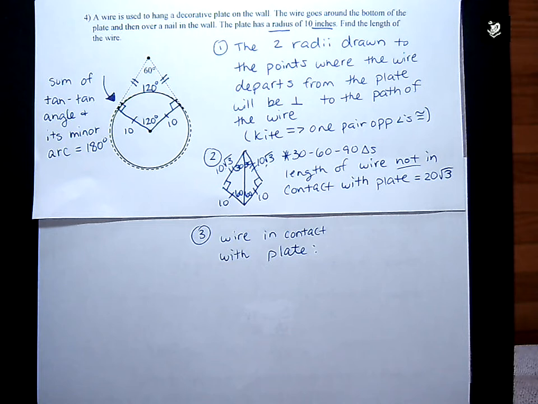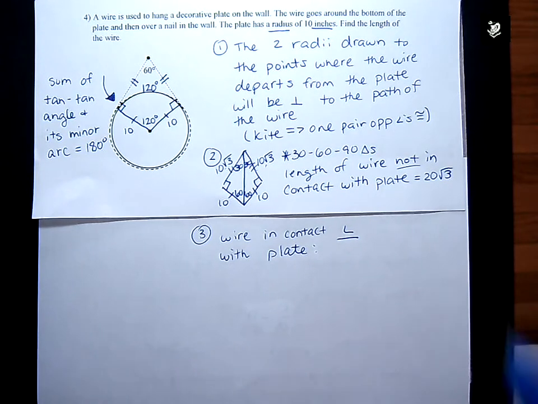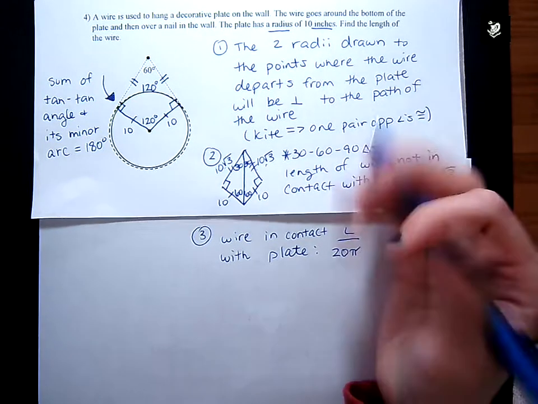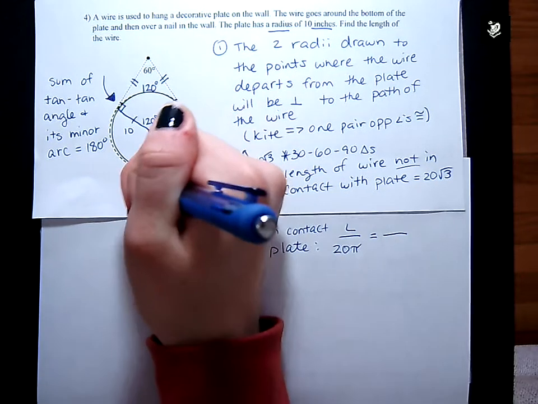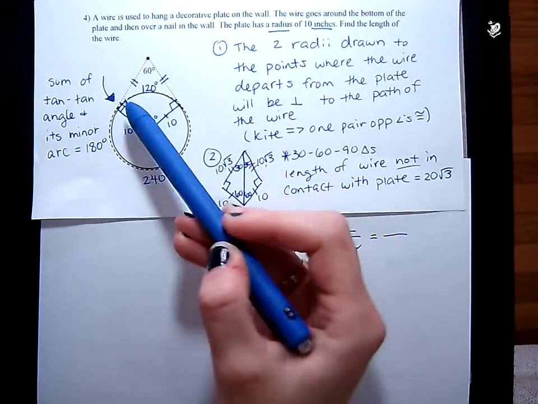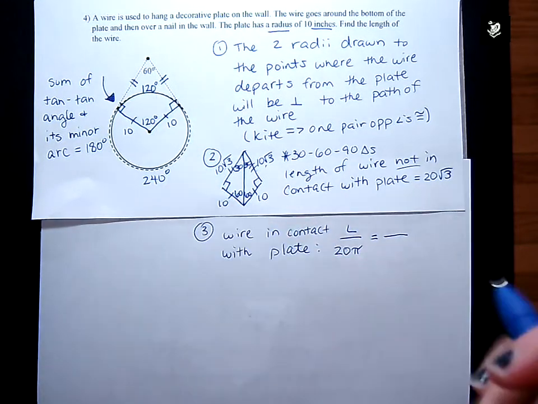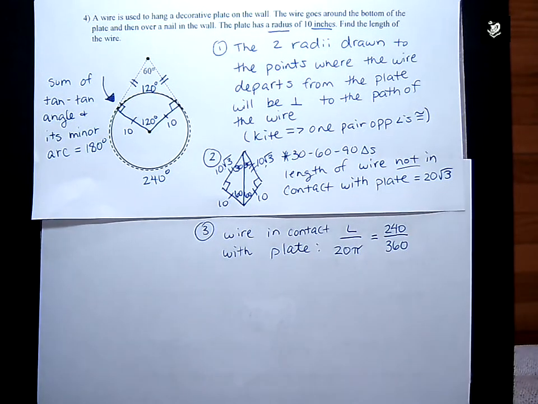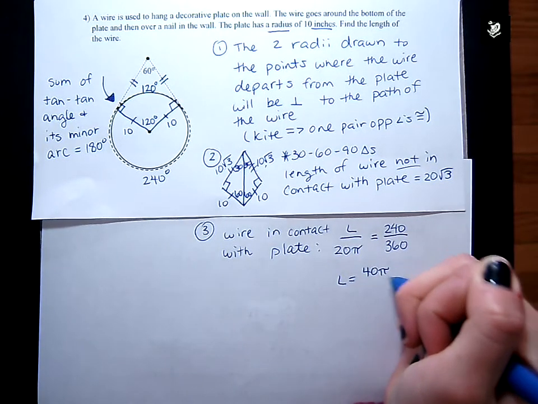Well, that's going to involve our proportions. So arc length over the circumference. The circumference is going to be 20 pi because we know the radius is 10 inches. And that is equal to the degree measure. So the degree measure is going to be 240 degrees, because if the minor arc is 120, that leaves 240 degrees left over for the major arc, over 360. And if you were to cross multiply and solve, you would actually get 40 pi over 3 as your arc length.